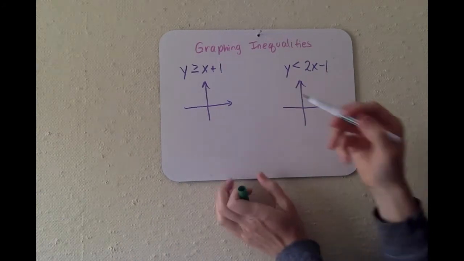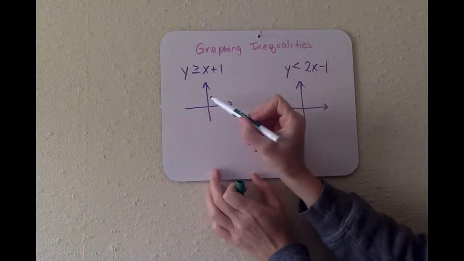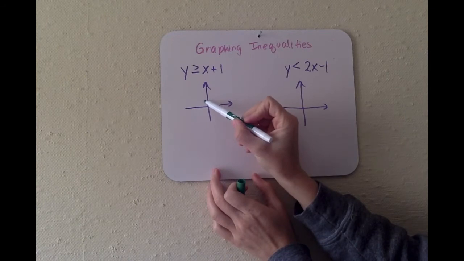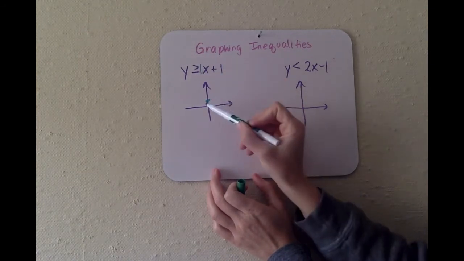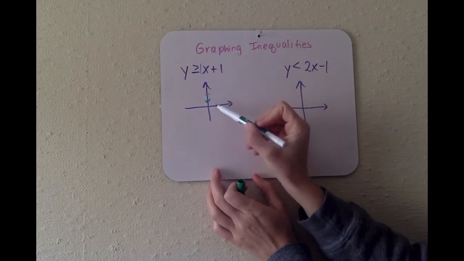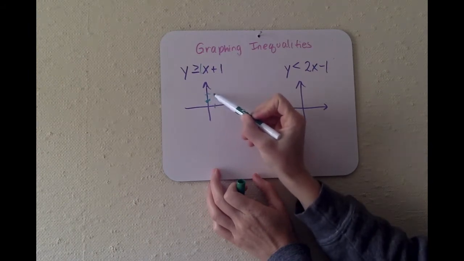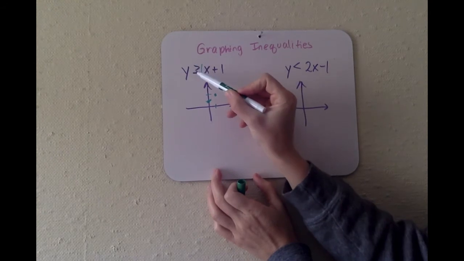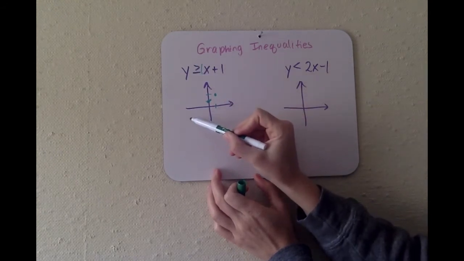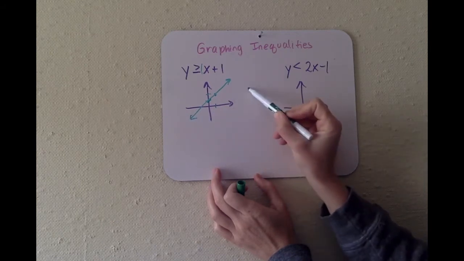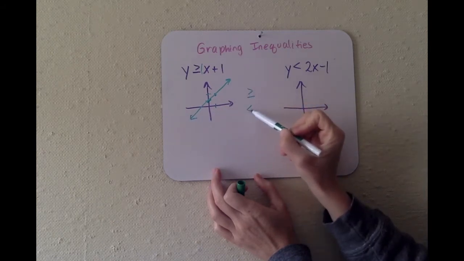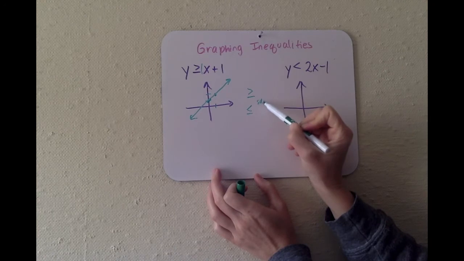So a few more examples. Here we have y is greater than or equal to x plus 1, so I can just graph it first. My slope here is 1, so I'm going up 1 over 1. And since it has an equal sign as well, this is going to be a solid line. So greater than or equal to, less than or equal to, these are solid lines.